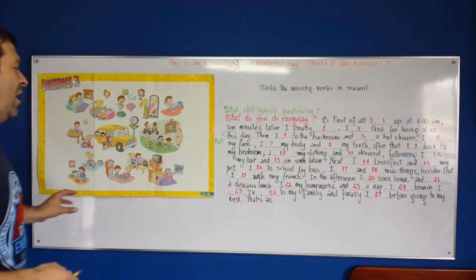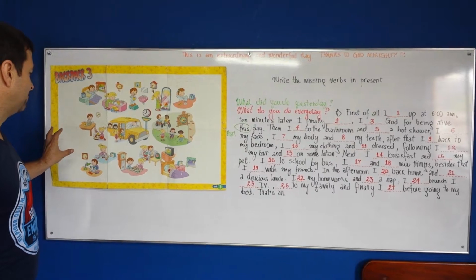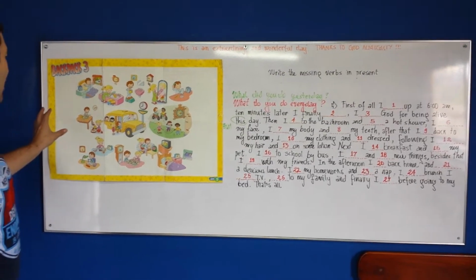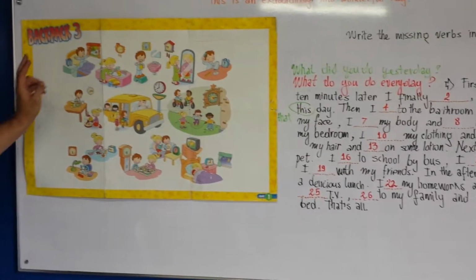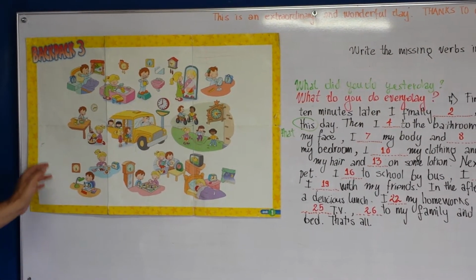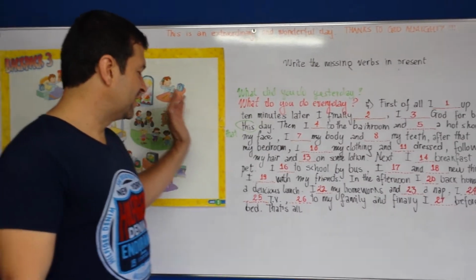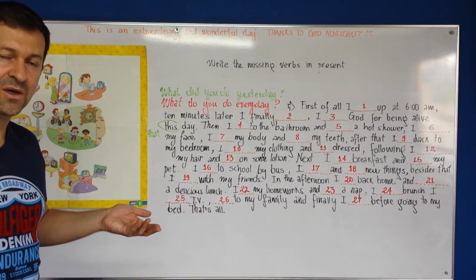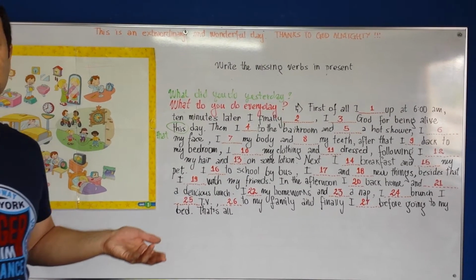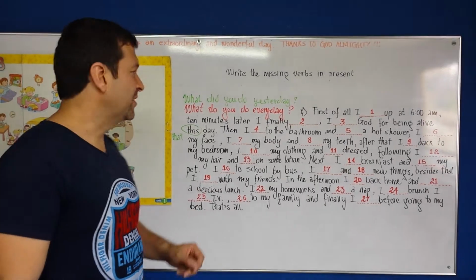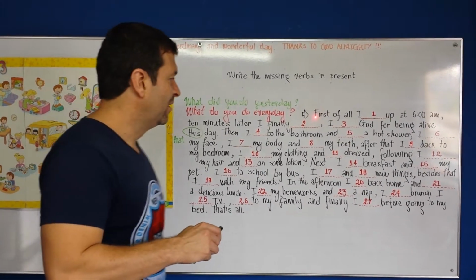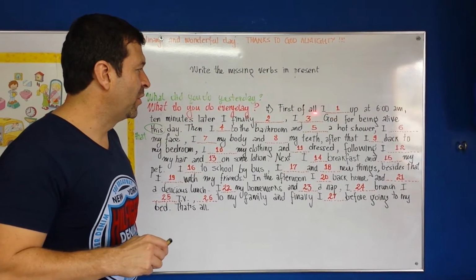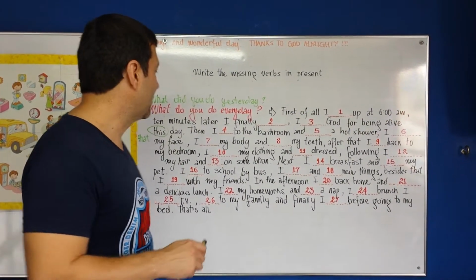Well, having as a pattern this poster in which we have some activities executed by this guy and this girl, we are going to finish this list of 27 activities. So I'm going to read them aloud while I also translate them into Spanish, right? So pay attention. What do you do every day? First of all, I wake up at 6 a.m. Primero que todo me levanto a las 6 de la mañana.